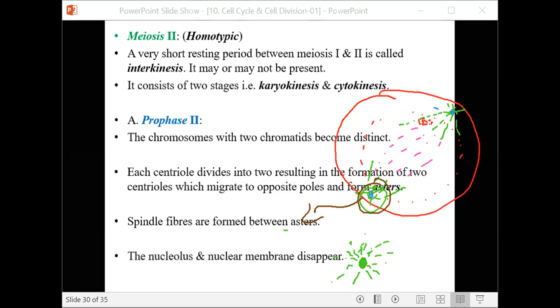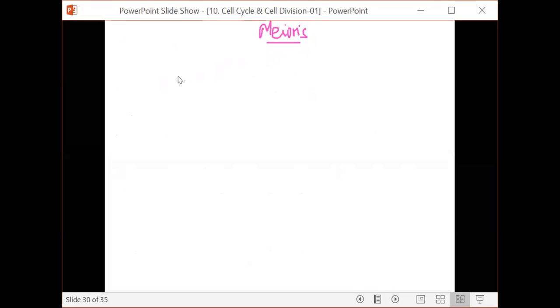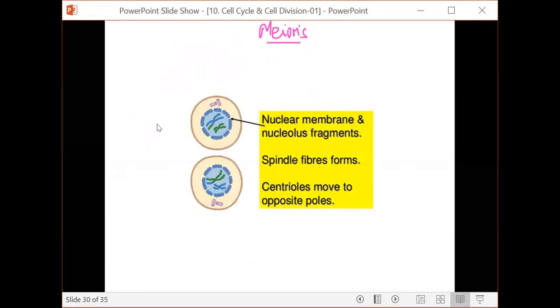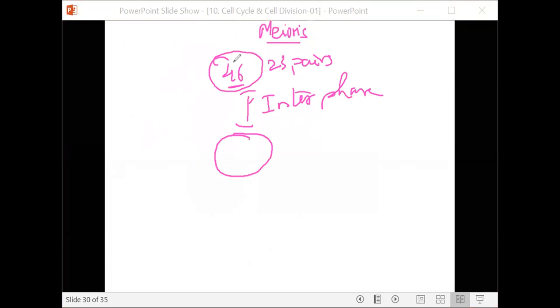And coming to the chromosome number. Now in meiosis, what is happening? Before the cell enters meiosis, there are 23 pairs, 46 chromosomes, correct? That is how it is. Now it will undergo interphase and get doubled. So 46 chromosomes are there, but 92 chromatids.